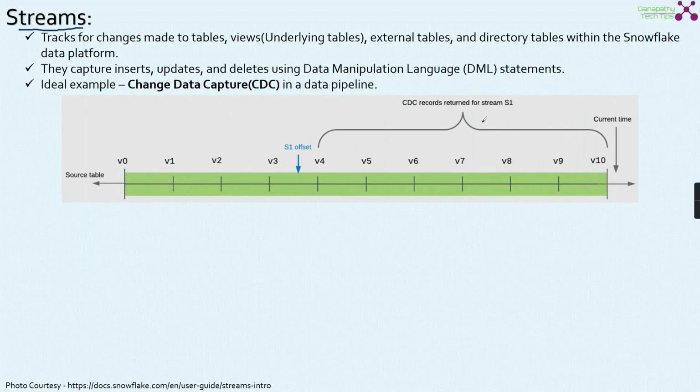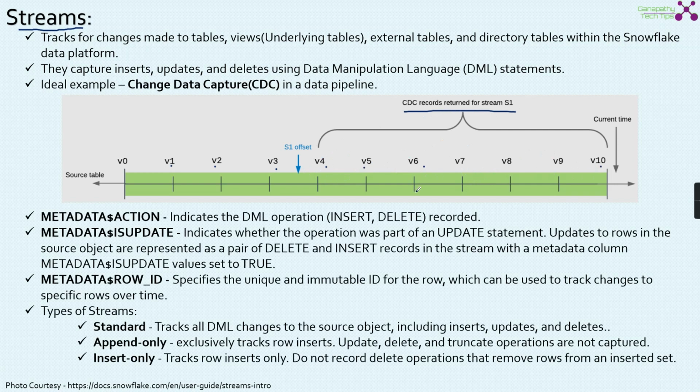This diagram, which I again took from the Snowflake documentation, explains how streams work. If you see the source table, there is version 0, version 1, version 2, version 3, and after version 3 we started our stream 1. After that there are version 4, version 5, version 6 till version 10, meaning various changes happened over the table. And this CDC stream contains all the changes from version 4 till version 10.